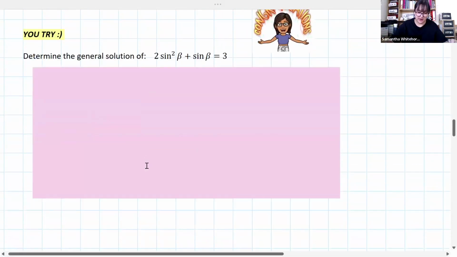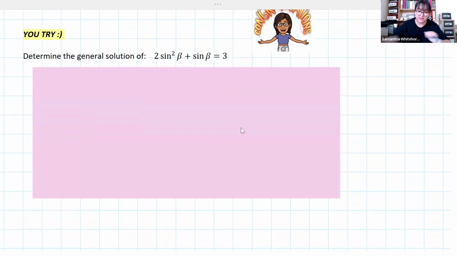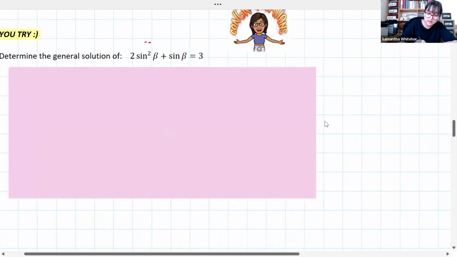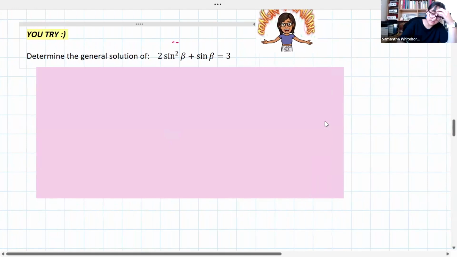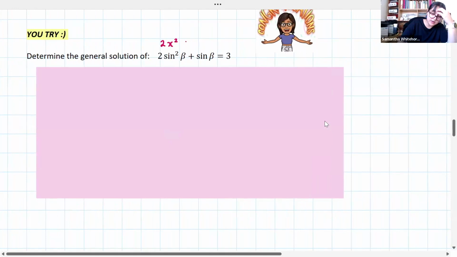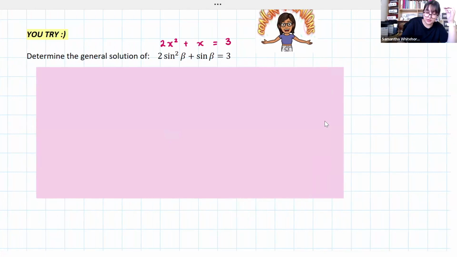Okay, you try this one. What I want you to just note is that it's sine squared. If it helps you, think of this as 2x squared plus x equals 3. This is a situation where I'm saying x is the same thing as sine beta.